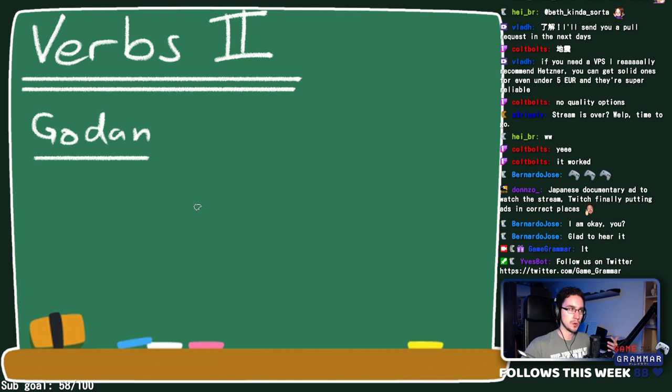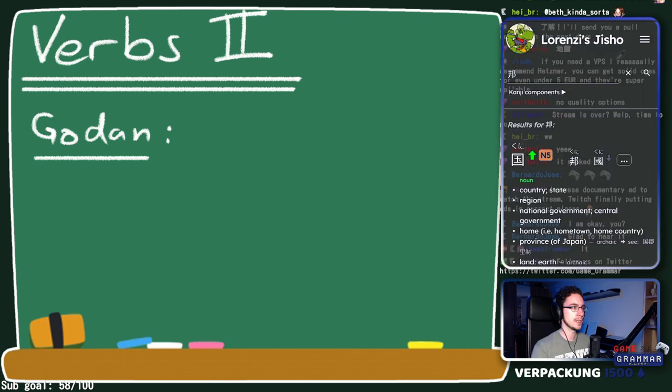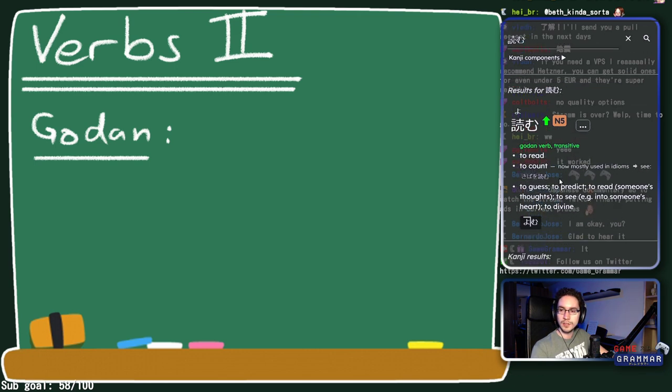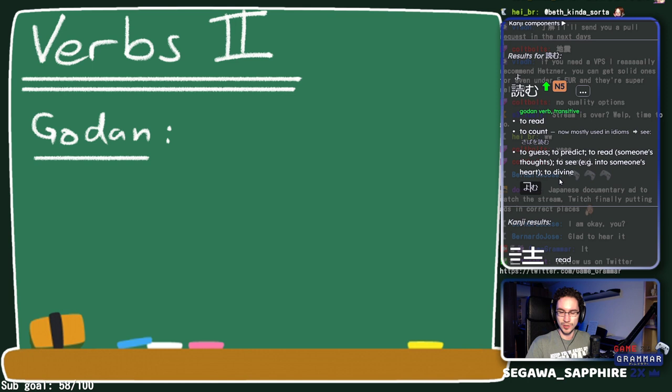Godan verbs, also called u verbs, or whatever you want to call them. U verb is the most common other name that they have. As we said last week, anything that isn't ichidan is usually a godan verb. Even if you use a dictionary like Lorenzi's, you'll see something like yomu, which means to read. You'll see that it says godan. Especially anything that doesn't end in ru is always a godan verb.